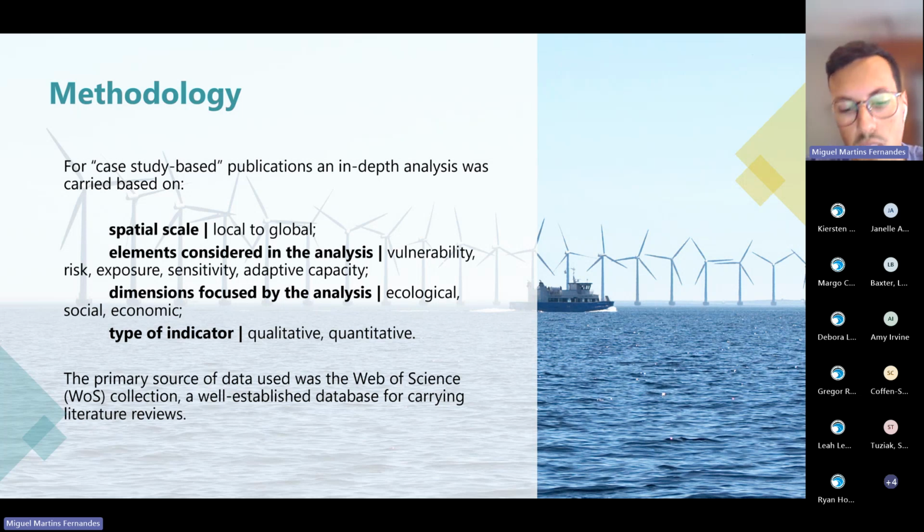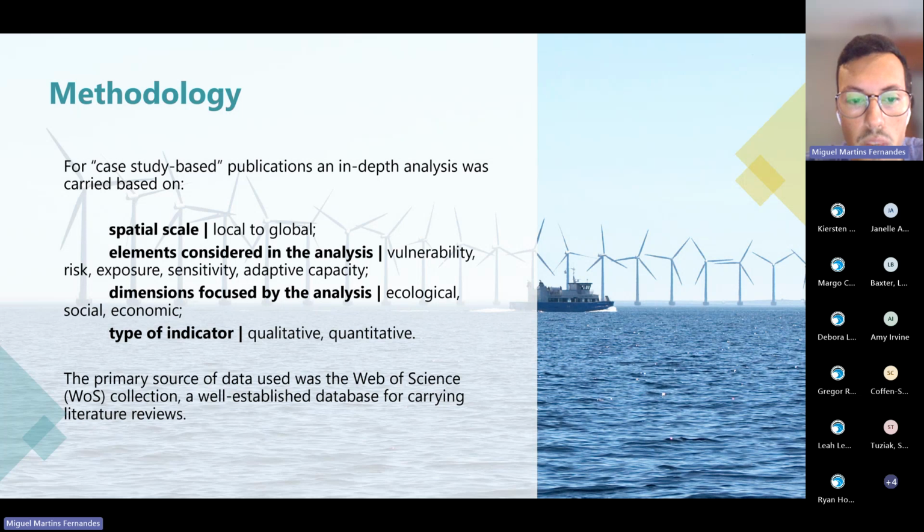So in this part of the studies, in the case study based publications, we also analyze the spatial scale from local to global, the elements considered being vulnerability and risk itself, but also other elements like exposure, sensitivity, and adaptive capacity. And then the dimensions that could be focused, like ecological, social, economic, or a combination of all of these. And also the type of indicator, if it was qualitative indicators, quantitative, or also a mix between both.